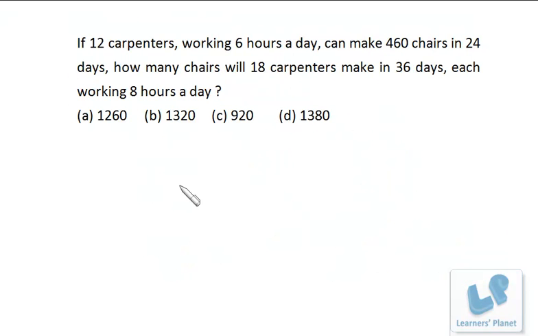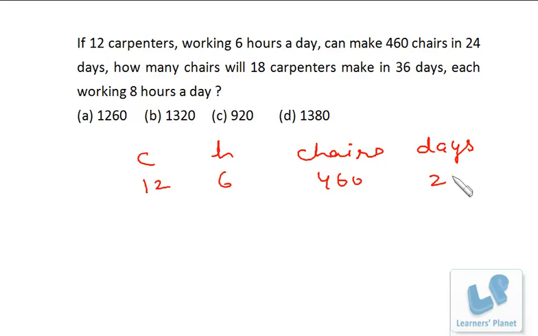Now let's see this problem. If 12 carpenters working 6 hours a day can make 460 chairs in 24 days. Carpenters, hours, chairs and days. Okay, so 12 carpenters, 6 hours per day, 460 chairs in 24 days. How many chairs, let it be X, will 18 carpenters make in 36 days, each working 8 hours per day?